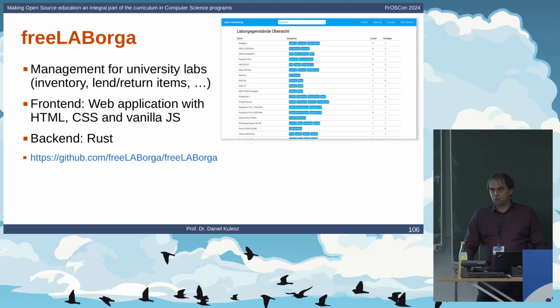Maybe students can borrow these items. You want to know who borrowed it, who brought it back, and so on. If you're interested in that, it's written in Rust and has a front end with plain vanilla JS. This is also what people have always been complaining about: why can't we use the great frameworks? Because I'm trying to teach you the basics, okay?